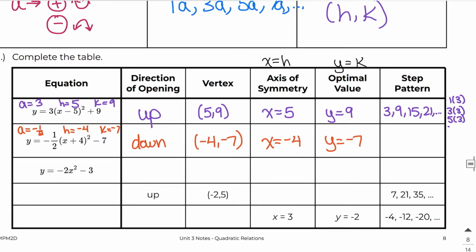Really quickly, for this one right here, we know that this is a minimum because our parabola opens up, and we know that this one right here is a maximum because our parabola opens down.